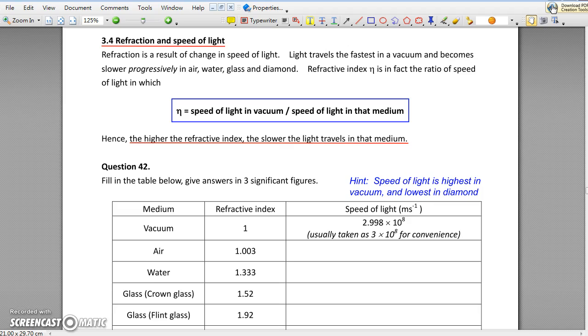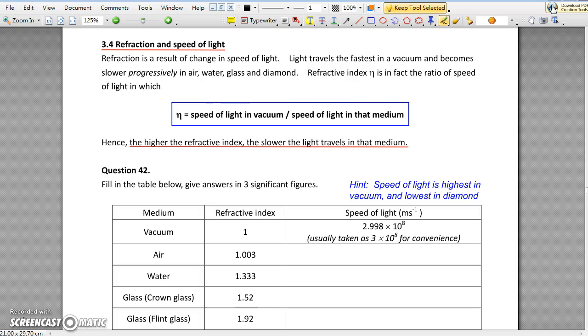The refractive index is a ratio of the speed of light in vacuum to the speed of light in that medium. Simply speaking, when the refractive index is higher, when this number is larger, then the light speed in that medium would be lower. Well, how to use that formula? Let me show you how to find the speed of light in water.